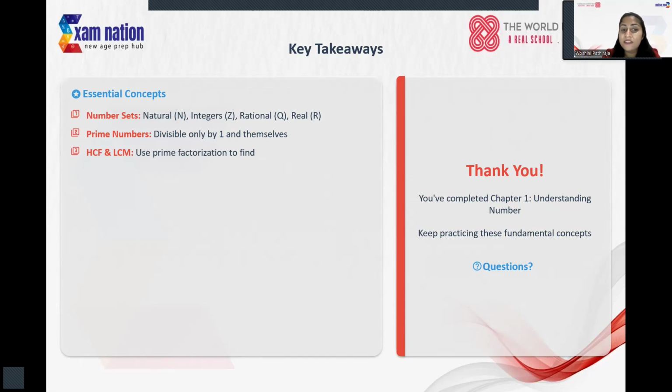That is another important topic we discussed today. And the highest common factor and least common multiple, I think you have an idea about those two as well. The highest common factor is the largest factor common to the given numbers, and the least common multiple is the smallest common multiple for the given numbers. Then we can use factorization to find these.